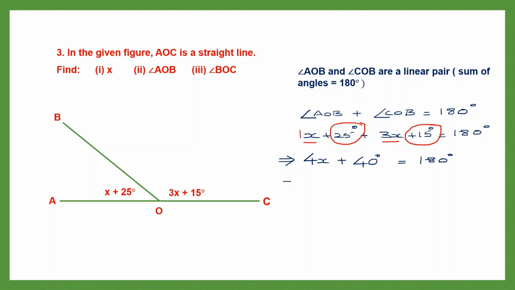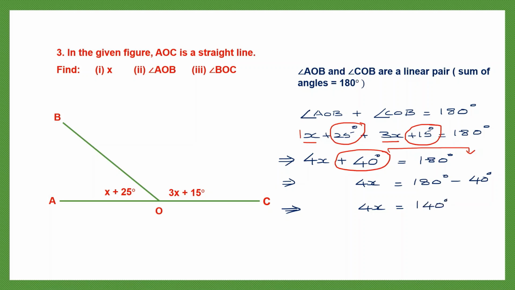Now let's keep only 4x on the left hand side, and on the right hand side we already have 180 degrees. Now I'm going to move this 40 degrees from the left hand side to the right hand side. So that becomes minus 40 degrees. Plus becomes minus. So now what is the value of 4x? 4x is equal to 180 minus 40, which is 140 degrees.